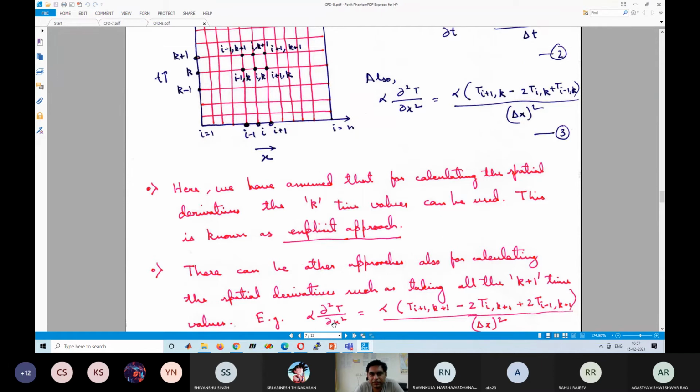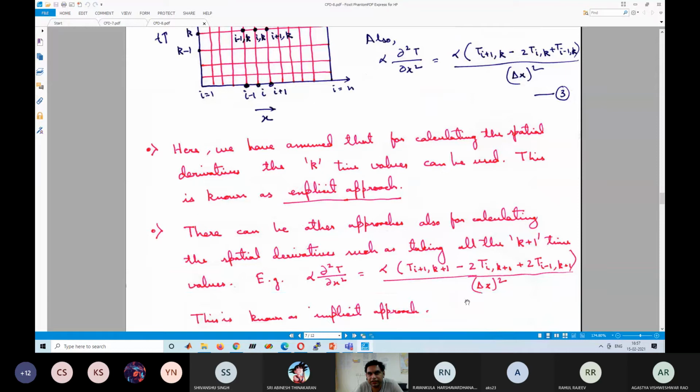So alpha del square T by del x square, instead of the k values, I can write as alpha times T(i+1)^(k+1) minus 2 T(i)^(k+1) plus T(i-1)^(k+1), by delta x square. So flux using these values, not at this line, but at this line. So this is known as implicit approach. So both are the two different approaches.